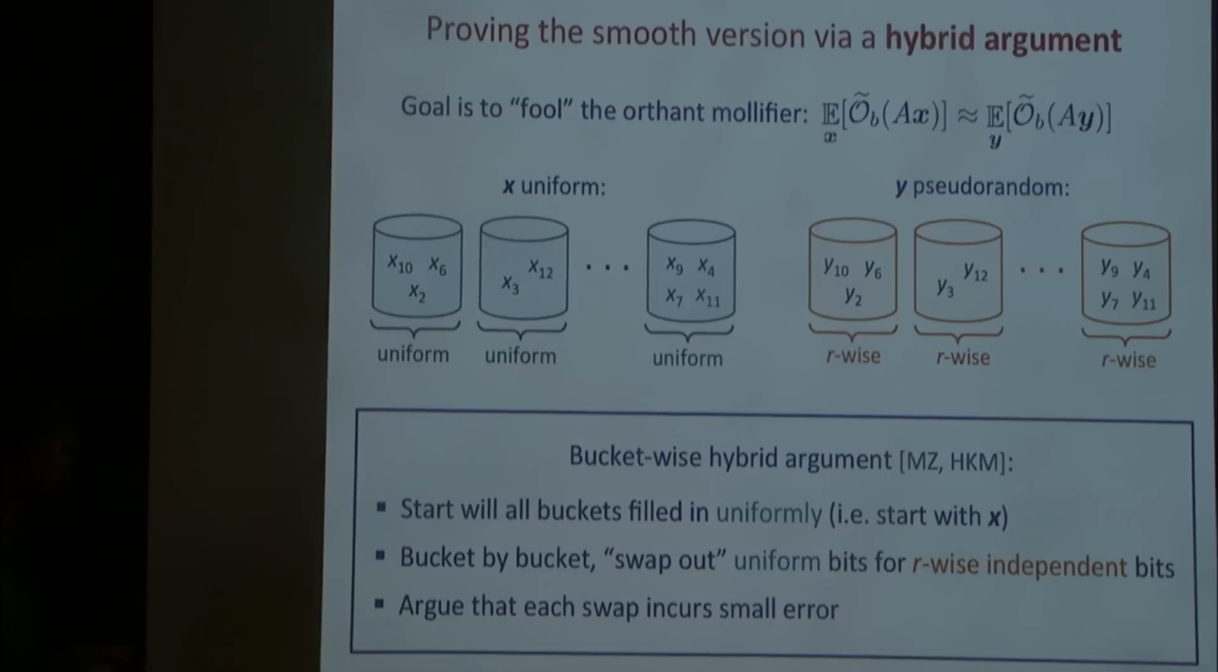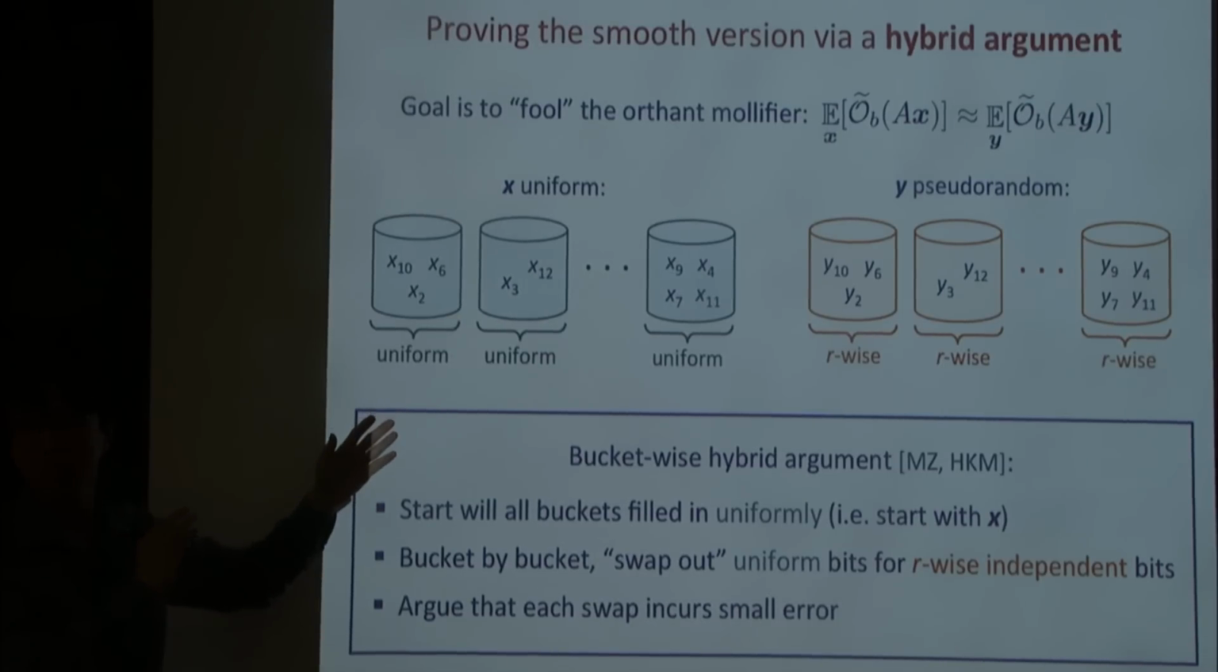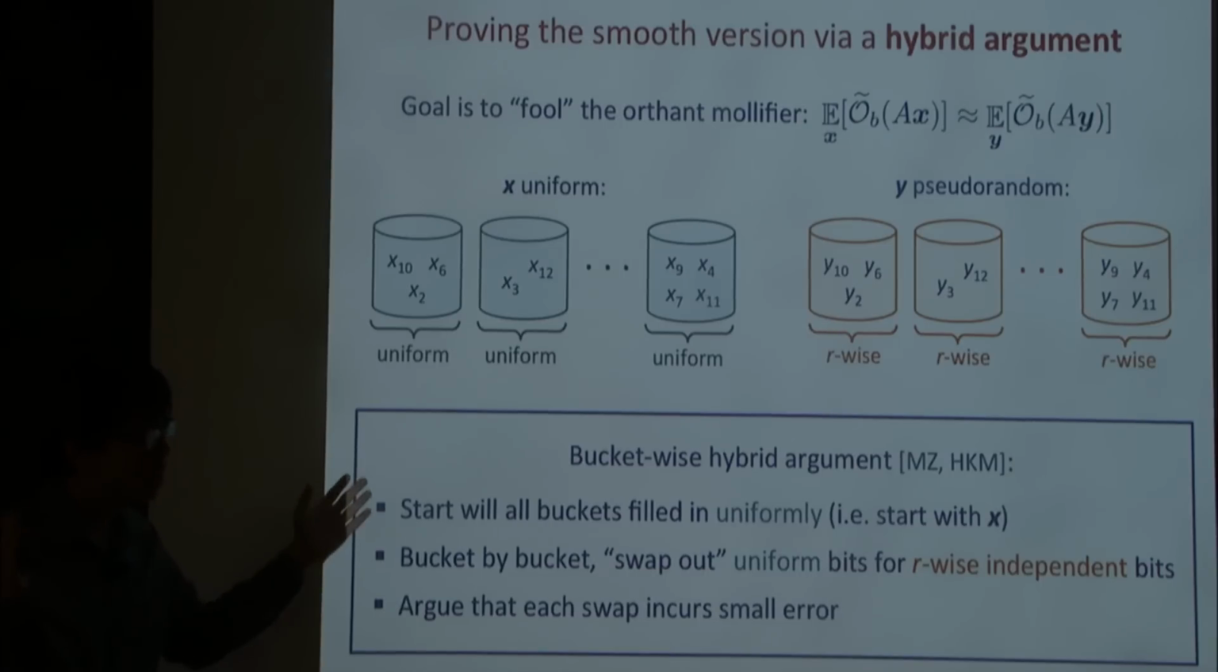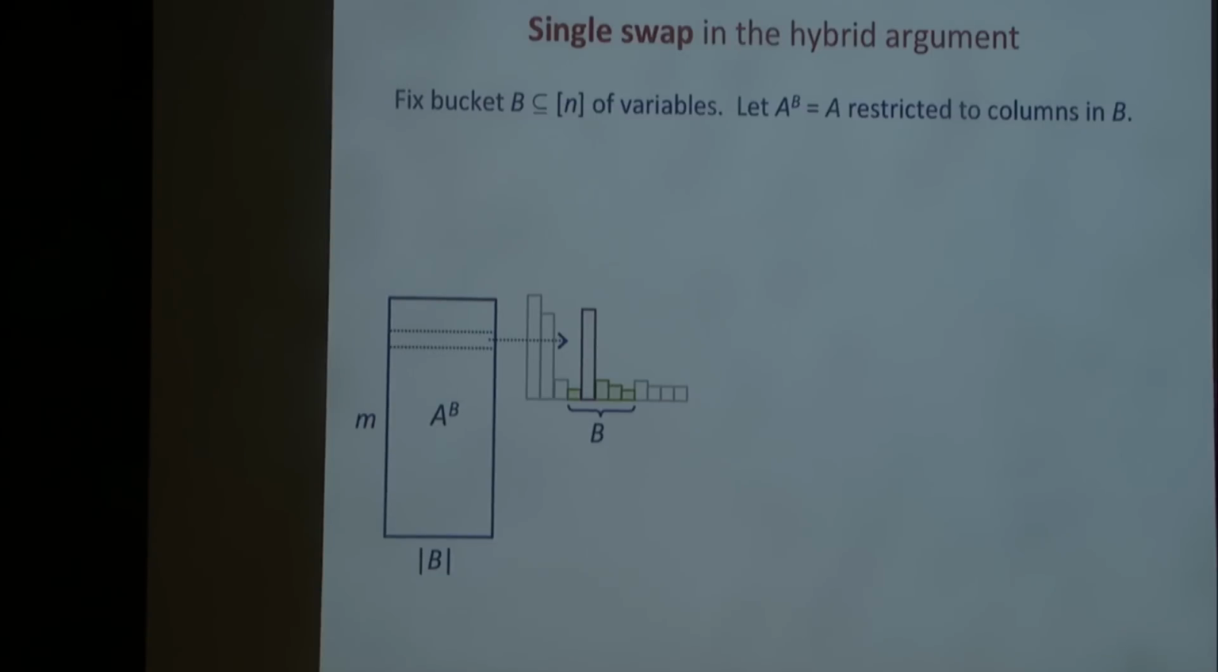So in the next few slides, I'm going to describe how we bound the error incurred by swapping out one bucket of uniform bits for one bucket of R-wise independent bits. Of course, the larger the bucket is, the better my seed length. So I'm going to swap out a big bucket for a big bucket. I'm going to try to show that the orthant modifier cannot tell the difference when I swap out one big bucket.